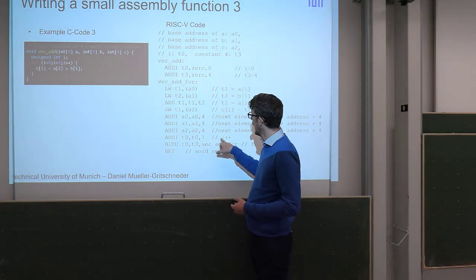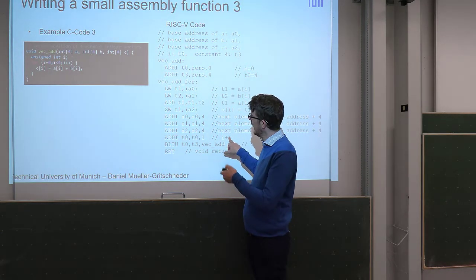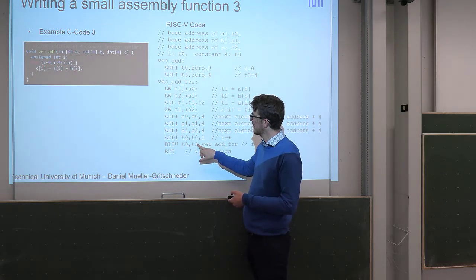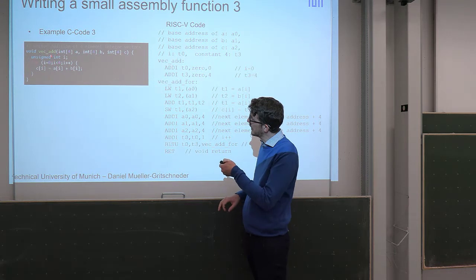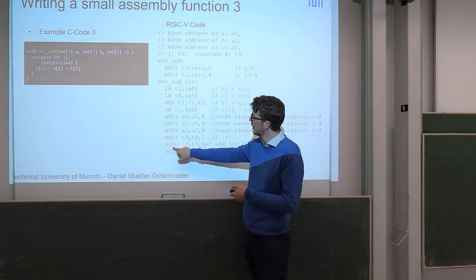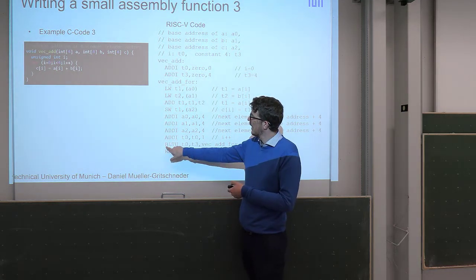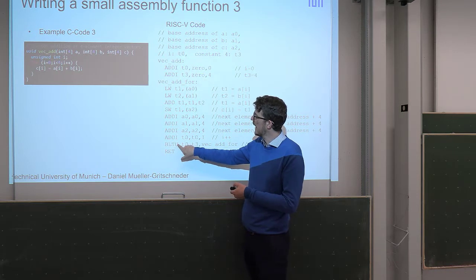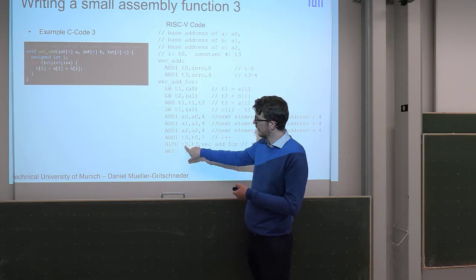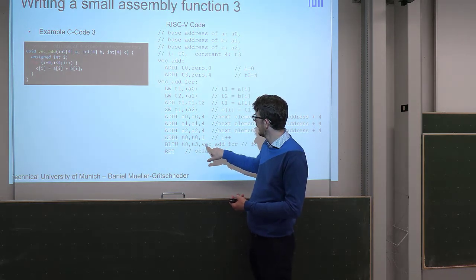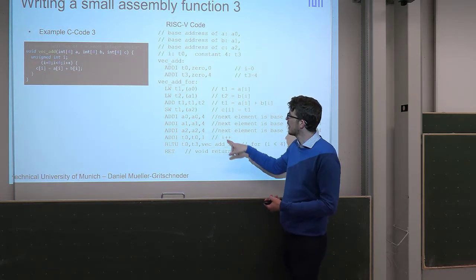Then we also have to do the increment of I. We have to increase I by 1, and then we have to be careful. I is unsigned, so we want to check, using unsigned comparison, if I is smaller than 4. So we say less than, unsigned, and then we take T0, which keeps I, and T3, which is keeping 4.